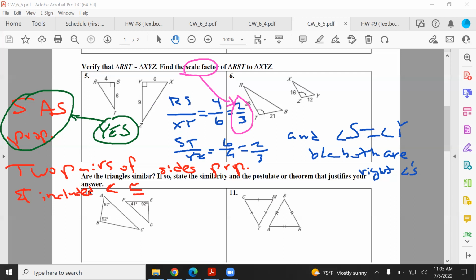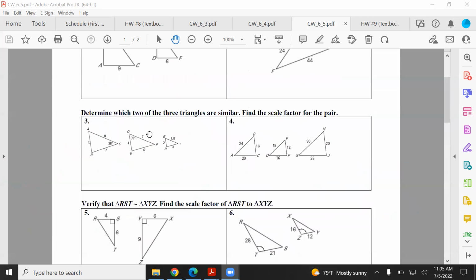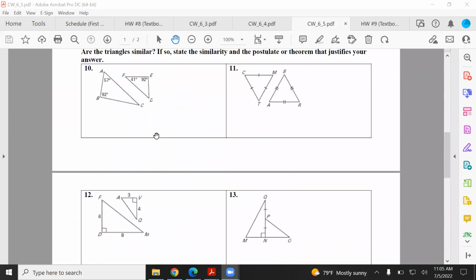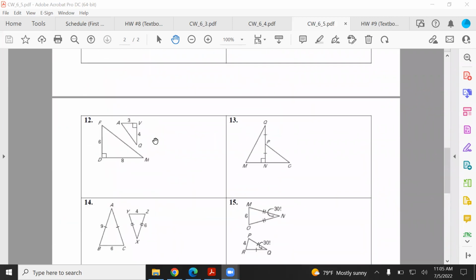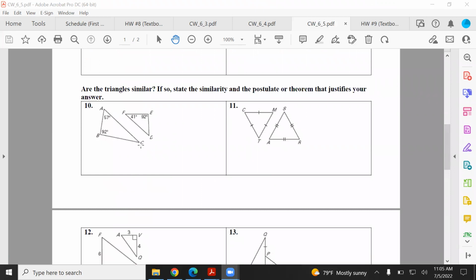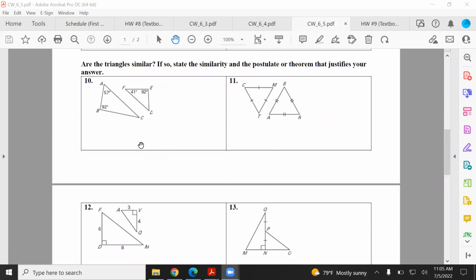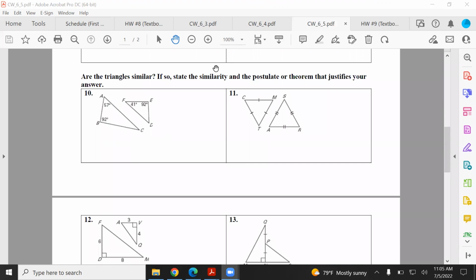All right, let's look at the next ones. Okay, so I was going to do odds. So I guess I'll do 11. That's weird. Okay, numbering system's off here. So I'll do the right column here. Are they similar? State your reason. Okay. And then state which ones are similar, how would you state the similarity? Okay.